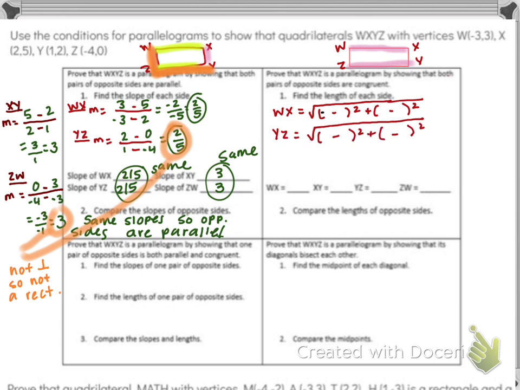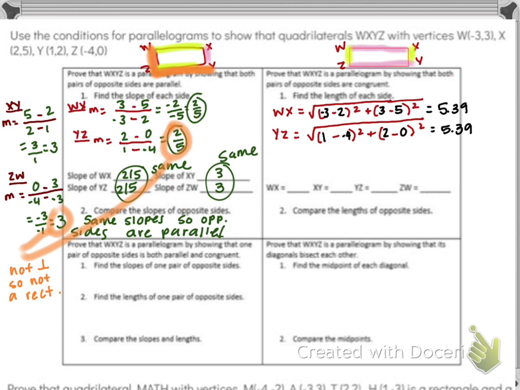Let me get to that point. There you go, -3, 3. X is 2, 5, so 2, 5 goes right here. Y is 1, 2, and then Z is -4, 0. So before I do that, 1, 2, -4, 0. We're going to find the length of both of those. When you put both of those in the calculator, you should have gotten 5.39. Okay. Let's go ahead and find the other two sides.